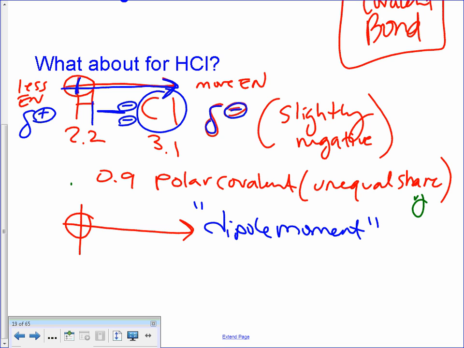Slightly positive, yeah. Does the arrow always point to the right? Always towards the more electronegative one. This one, 3.1, is more electronegative than 2.2. So you draw it based on where the more electronegative one is. I could have drawn it as Cl H and it would be the opposite. Because it's more electronegative, it takes on the negative charge.